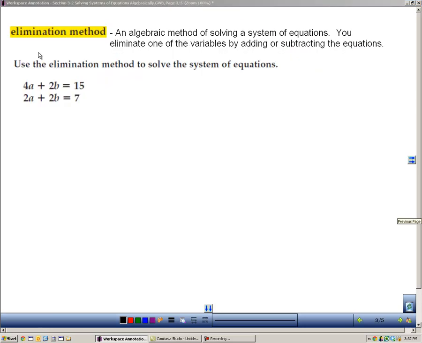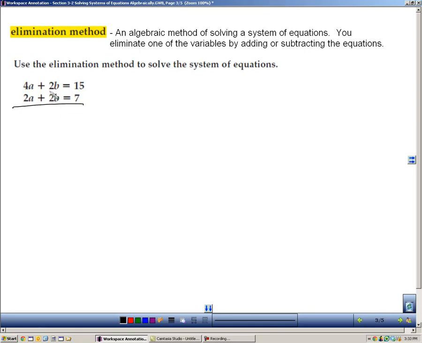The second algebraic method is called the elimination method. And that's a way of eliminating one of the variables by either adding or subtracting. If you look at these two equations, I like to write them on top of each other when I do elimination, because I'm either going to add or subtract them to eliminate one of the letters.